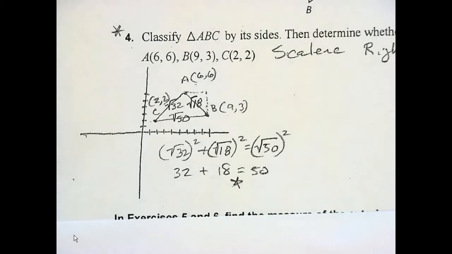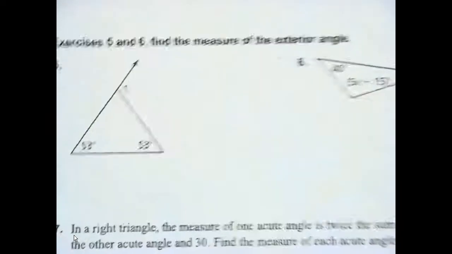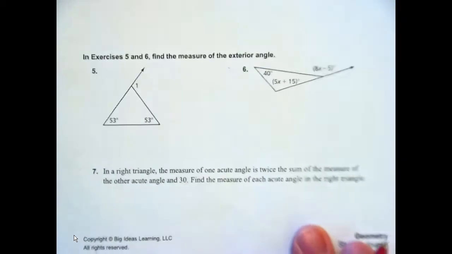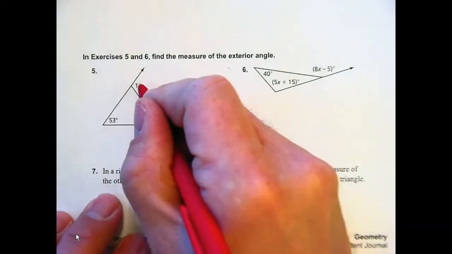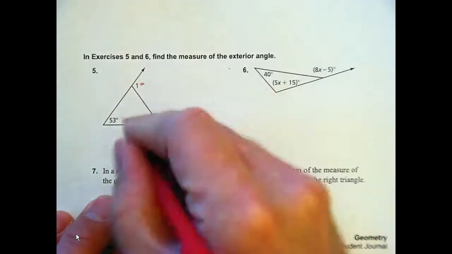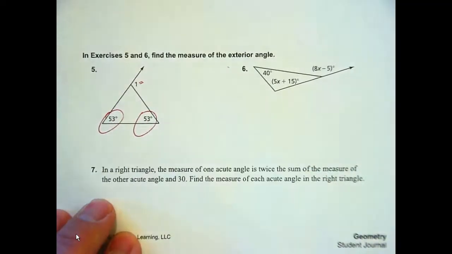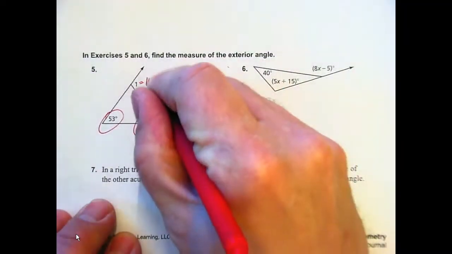Okay. Make sure you're asking me if you have questions as they come around. Try 5 and 6 and 7. Tell them what you got for number 5 and 6 there. Okay, angle 1 is equal to this plus this, right? Yep, so this is 160 degrees. Okay?